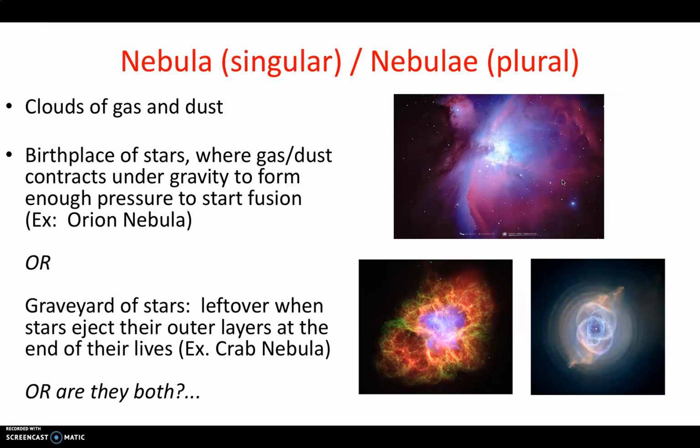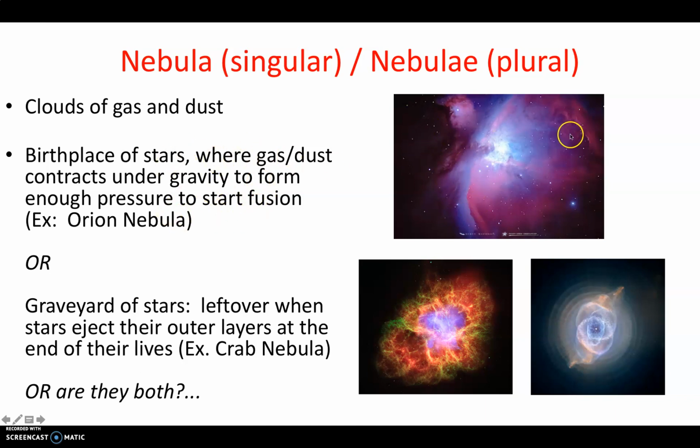Then we have, like I said, these objects called nebulas, or nebulae, if you're going to say plural correctly, which apparently I am not. They're clouds of gas and dust, and there are technically three different types of them. So there are some nebulas that are the birthplaces of stars. That's where gas and dust merge together to form new stars.